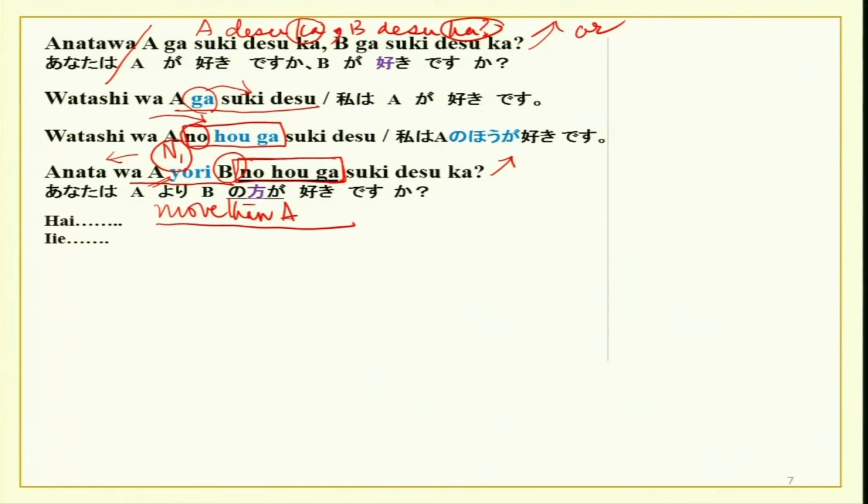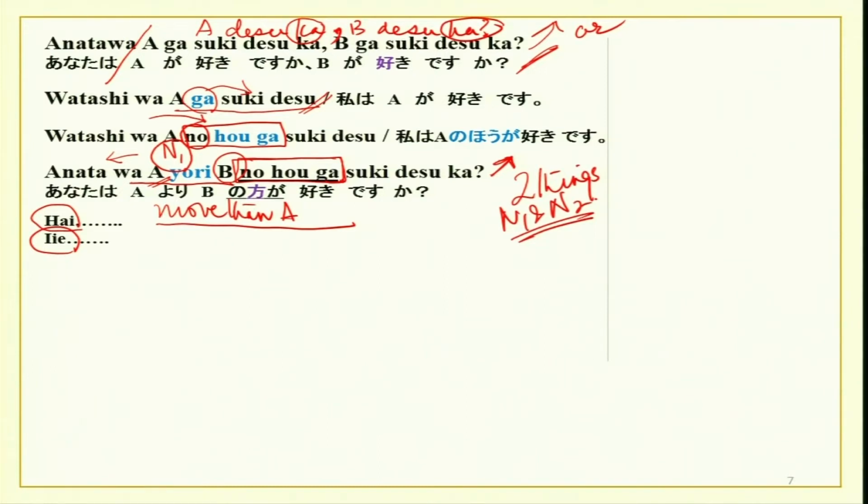Now, when you ask the question A ga suki desu ka, B ga suki desu ka, then the answer is A ga suki desu. When you ask Anata wa A yori B no hou ga suki desu ka, then the answer would be either hai or iie. So, a direct, short answer, hai or iie, and you are talking about two things, noun 1 and noun 2 over here, comparing two things.